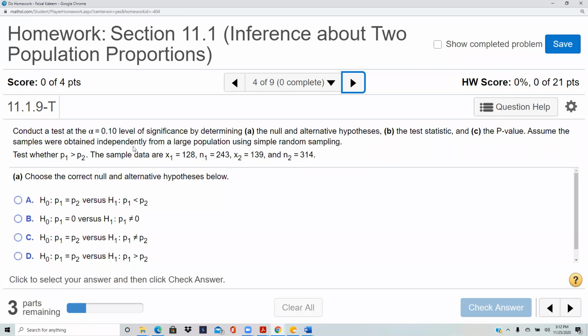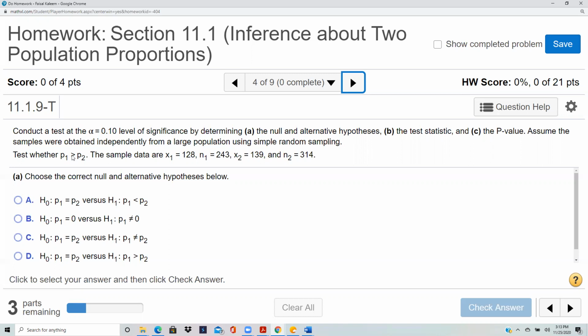Conduct a test at the alpha equals 0.1 level by determining the null and alternative. So you have to test whether P1 is greater than P2. Two sample hypothesis testing is very similar to one sample ones. Again, the null will always have P1 equals P2. The null will always have equality, and the alternative will either have greater than, less than, or not equal to.